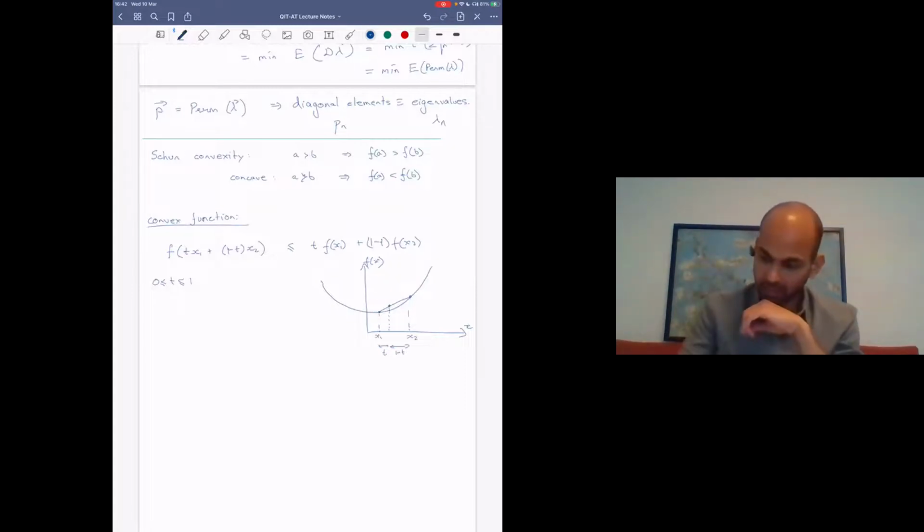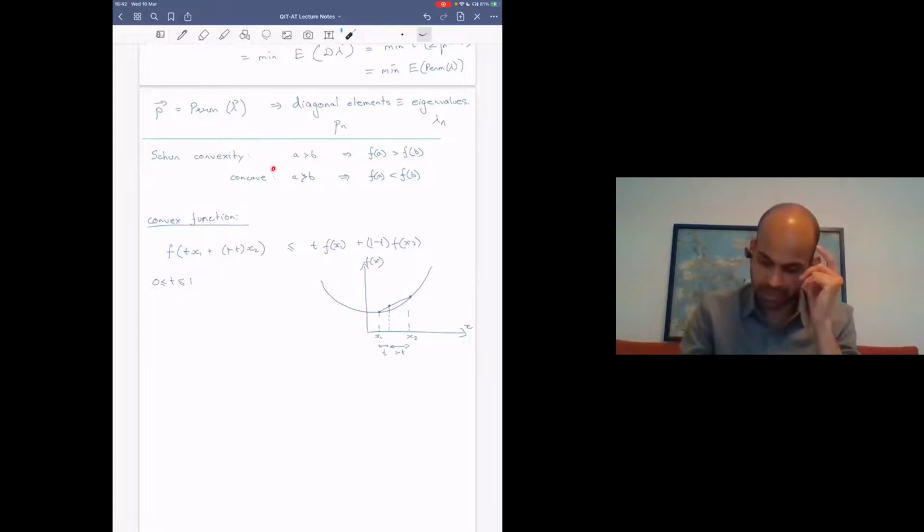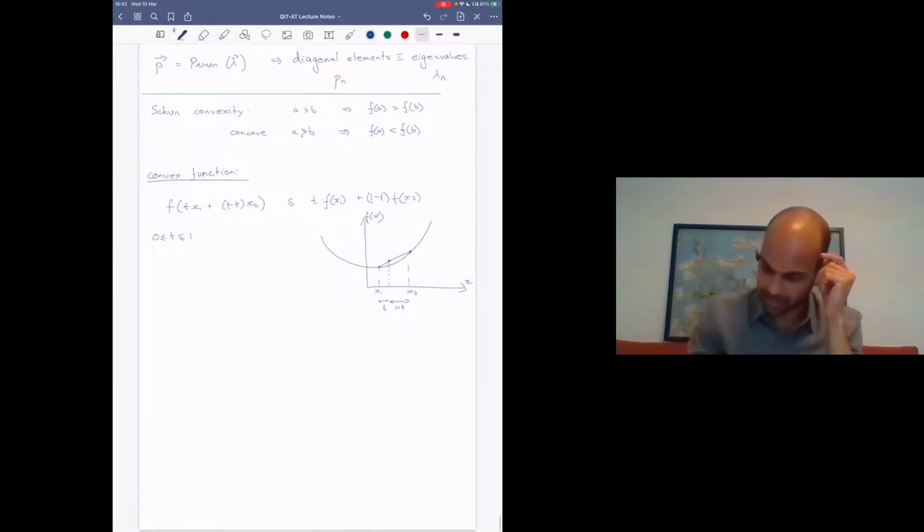And there exists something very similar on the level of majorization, which is called Schur convexity, which is a function such that if A majorizes B, you are guaranteed that the function on A is always greater than the function on B. And similarly, there's the opposite notion, a Schur concave function. If A majorizes B, then the function is always less on the greater state.